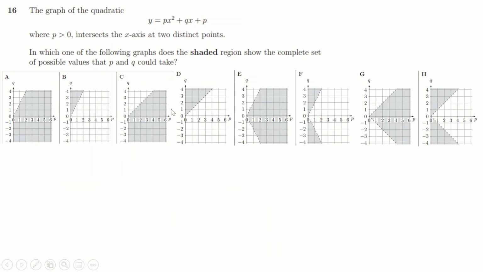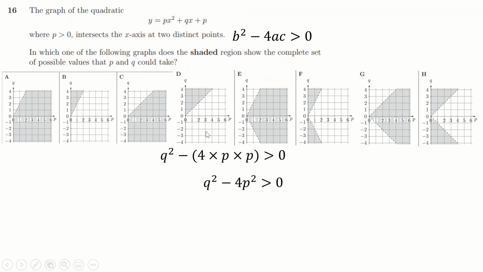Question number 16. Apparently, so here's some polynomial that intersects the x-axis at 2 distinct points, which means discriminant bigger than 0. I can find the discriminant of this very easily. It's just q squared minus 4 times p, which is just this. And now I'm going to move the 4p squared over. And now I'm going to square root this, but I need to be careful, of course, because when you square it, you can get a plus minus.